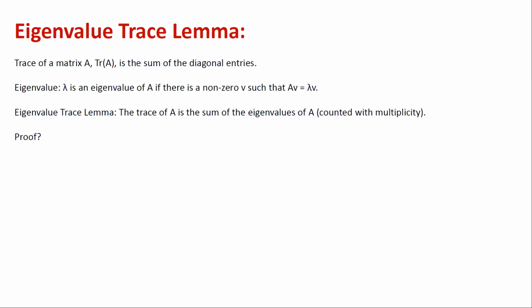The matrix is a diagonal matrix, and I can prove it. Good. So how would you prove it if it's a diagonal matrix? The eigenvalues are the diagonals. The eigenvalues are the diagonal entries, we're done.